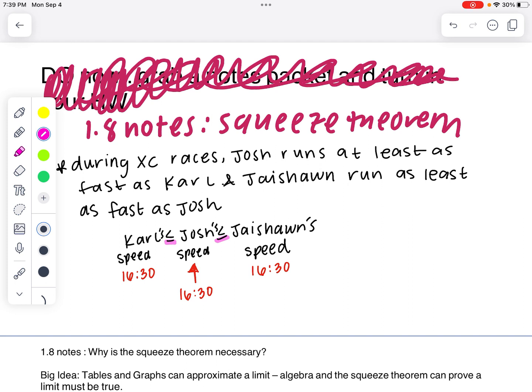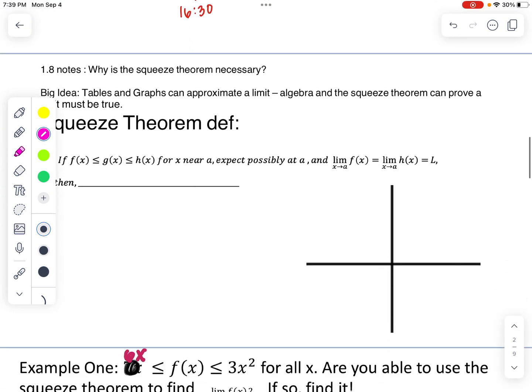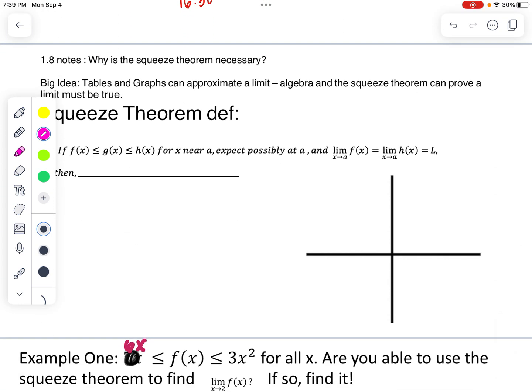The idea is if you know information about the lowest bound and the greatest bound, and if those two things are equal to each other, that means that this middle data point has to equal the lower and the greater. So that's kind of like a big picture definition. Let's look at the mathematically proper definition. Also a big idea, I don't know if I have this on the first slide or the second because I edited this, but tables and graphs will always approximate limits, but algebra and then the squeeze theorem, which is a form of algebra, can prove a limit must be true.